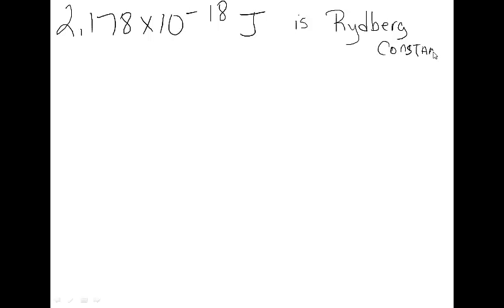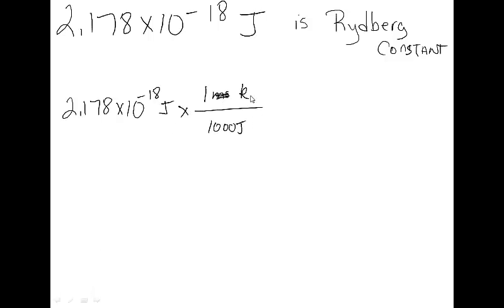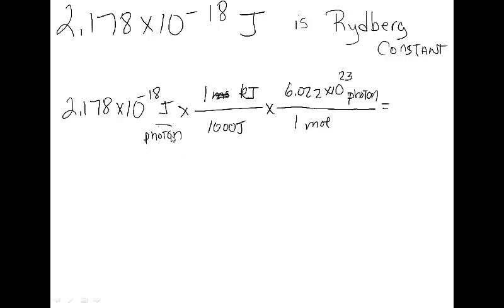So a couple of things to go over with this. This 2.178 times 10 to the negative 18 joules is the Rydberg constant. We can convert this. 2.178 times 10 to the negative 18 joules is per one single photon of light. So we can convert it to kilojoules per mole with this quick computation. And what do you get? You get the Rydberg constant in kilojoules per mole. So it's not that they're different numbers, it's that they're different units of the same number, and this is the one we will use most often.